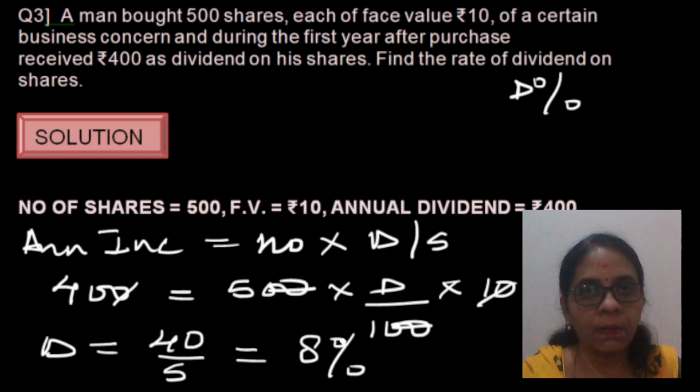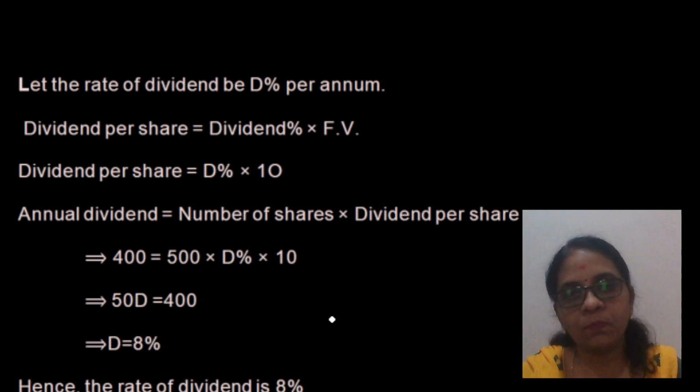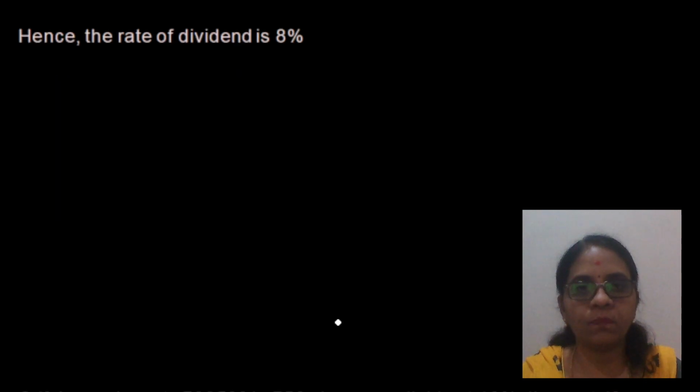I need not explain it again, it is that simple. Let's see the solution. Maybe the working pattern is different while cancelling, but it's the same thing. D percent is 8%. Let's move on to the next problem.